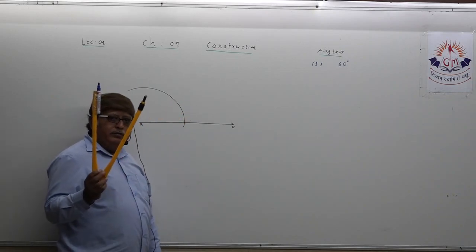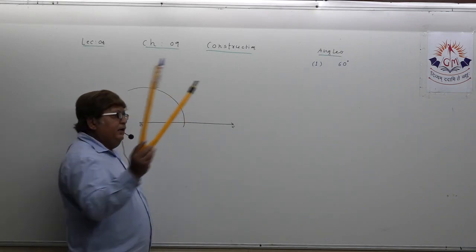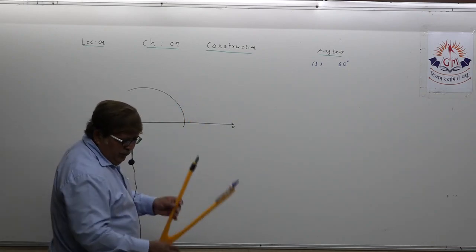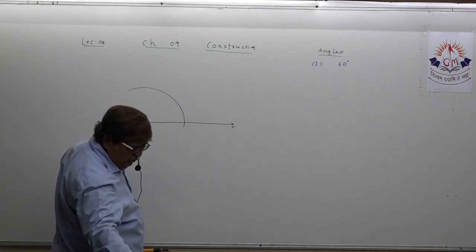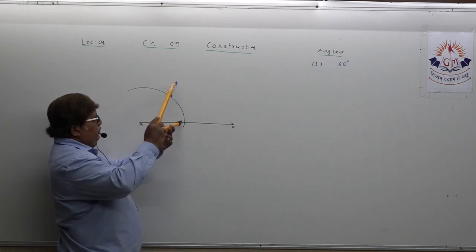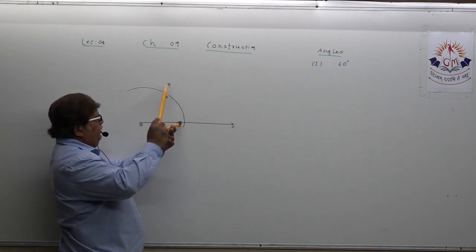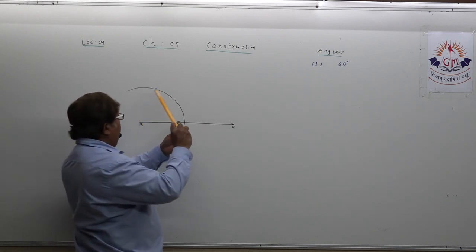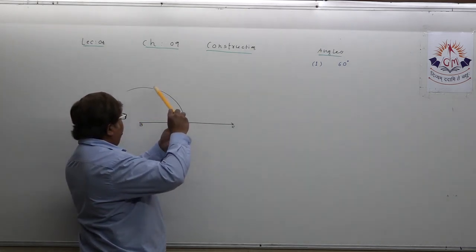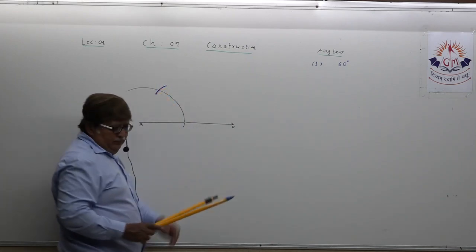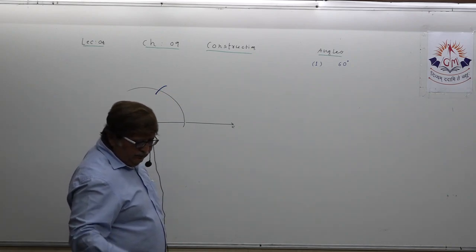Now keeping the same radius which I have taken already, center your compass at this particular point. Understand? Here. Center your compass here, radius as usual which you have taken, and now centering, just make another arc, okay? Is it clear?